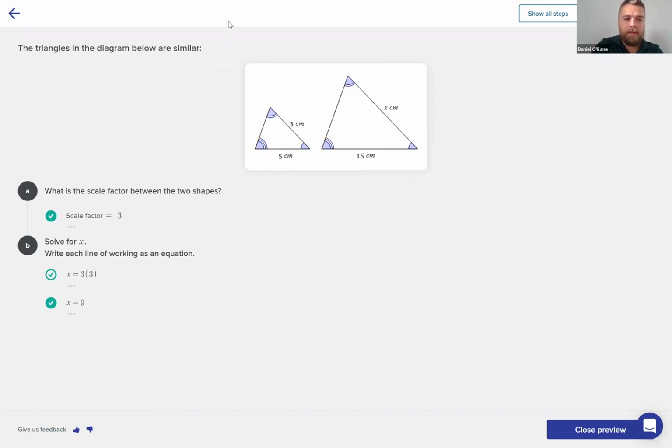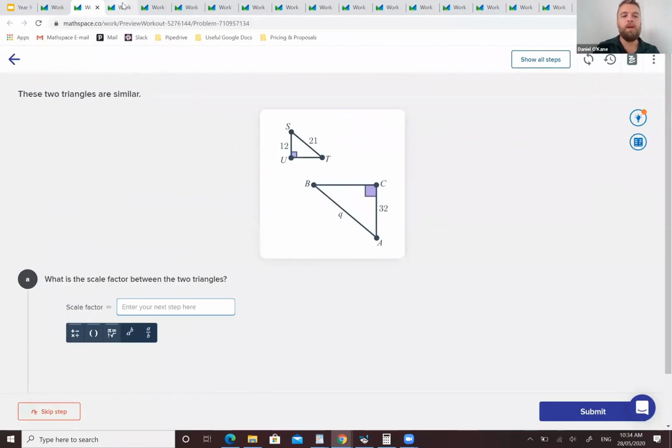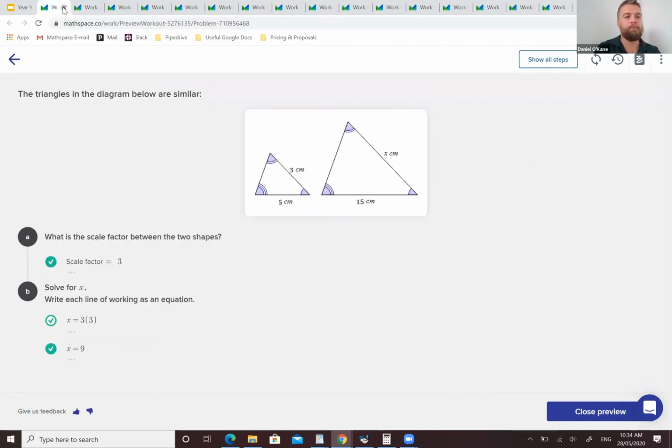All right, let's see if we've got one that's a little harder, and then maybe we'll go on to similar triangles. It's pretty easy. Yeah, this one's a little hard. Let's do this one.